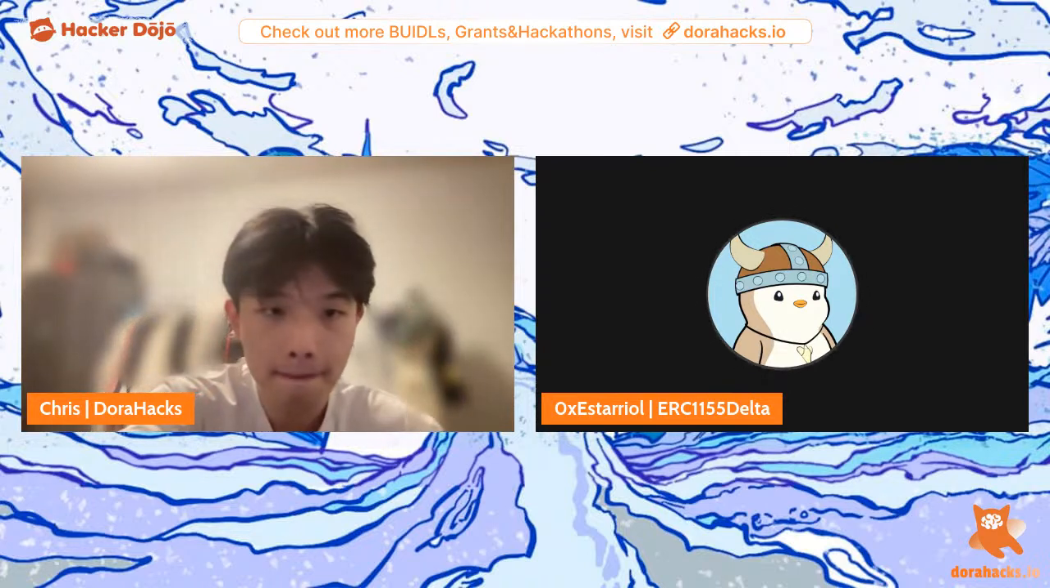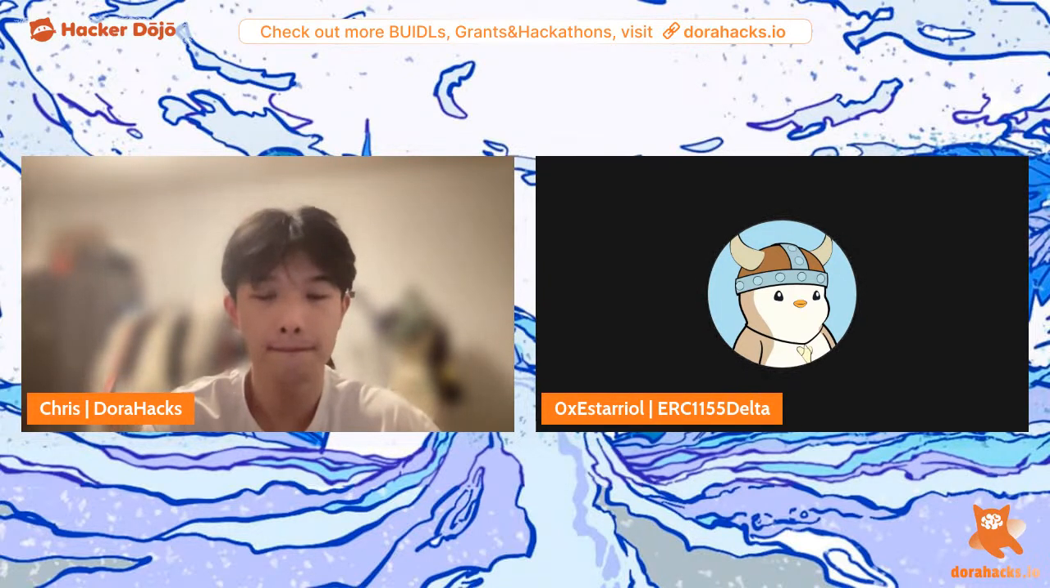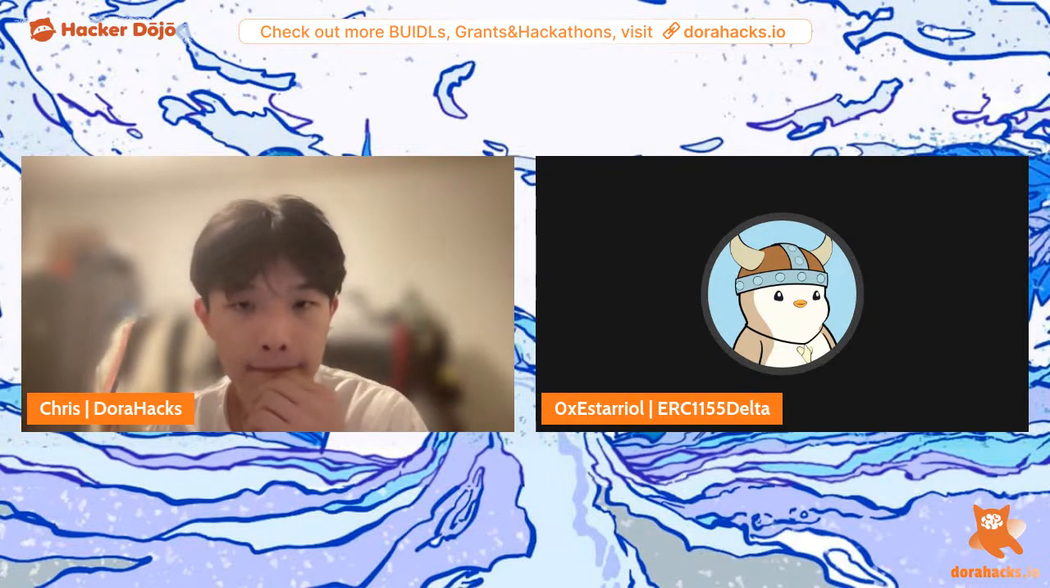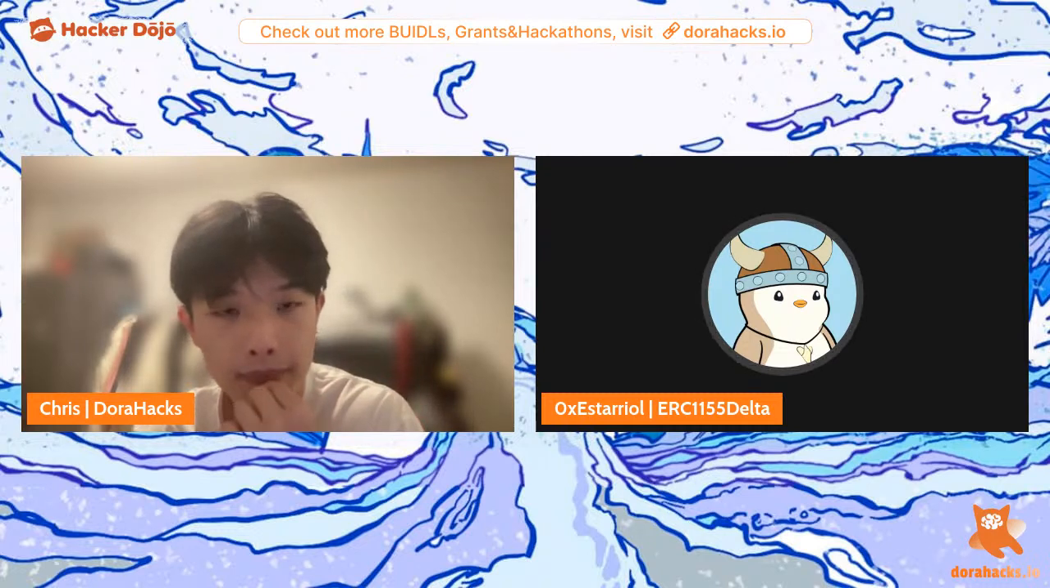I think the batch transfer is also a really nice feature. Even for these aggregators, not all users want to trust the aggregator or marketplace contract to transfer multiple tokens at once for them. They first need to trust the marketplace, so they need to approve it. But for ERC 1155 Delta, these features are built in, so they don't need to approve any external contracts to achieve this.